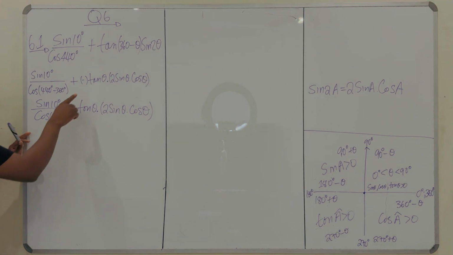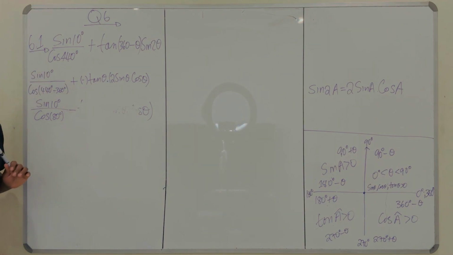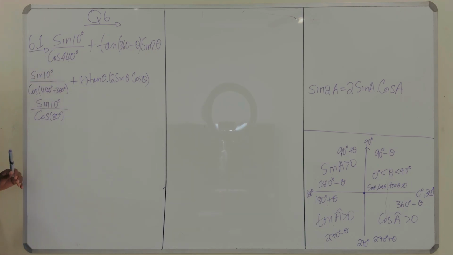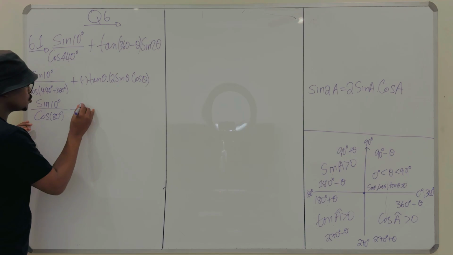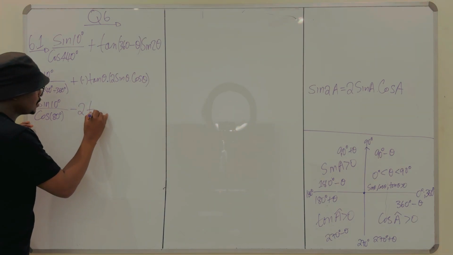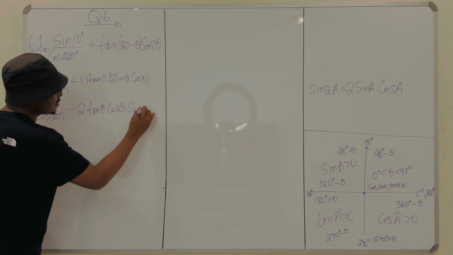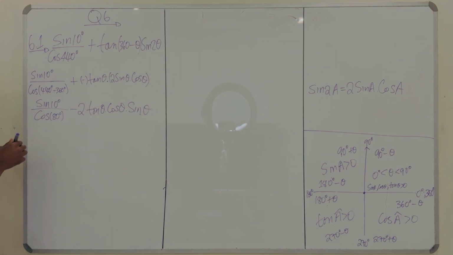Or maybe we can just multiply all three of this times this. So if you multiply all three of them, let me clean the board a bit and multiply so that we don't have a lot of steps. So if you multiply this negative tan theta plus this, it will be minus 2 tan theta cos theta sine theta, right? No problem. So what you see here, you see your sine 10 degrees over cosine of 80 degrees.